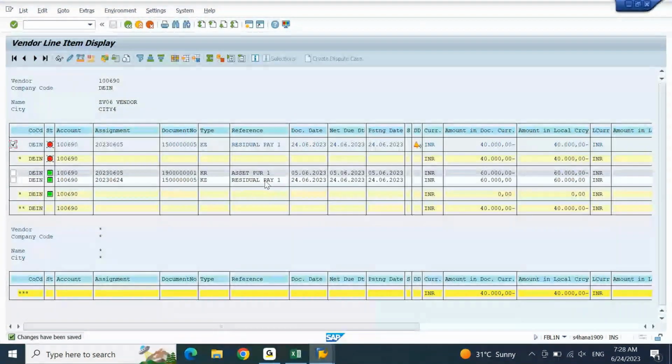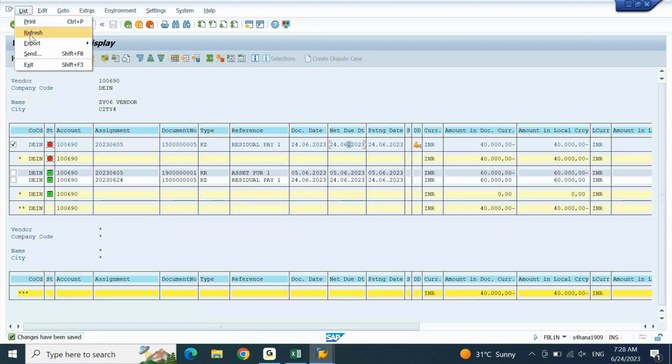Now if you see this line item, let me refresh. Now if you check, the due date has become past. Correct? Yes. Now when my document date is current and my posting date is current, on what basis is my due date going past? This is again another question.